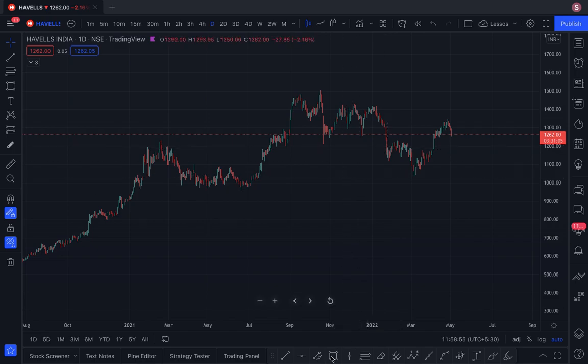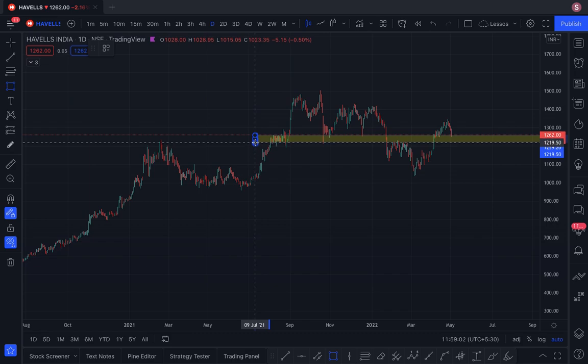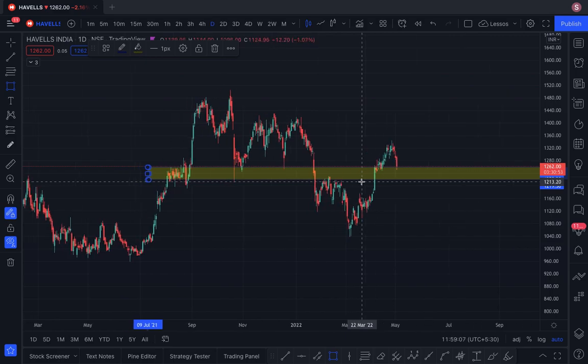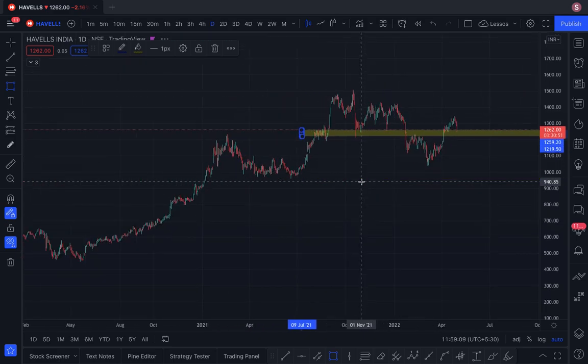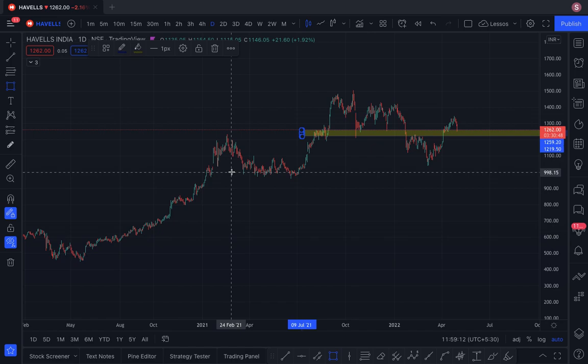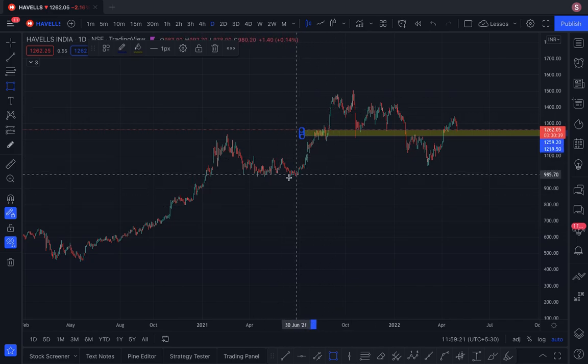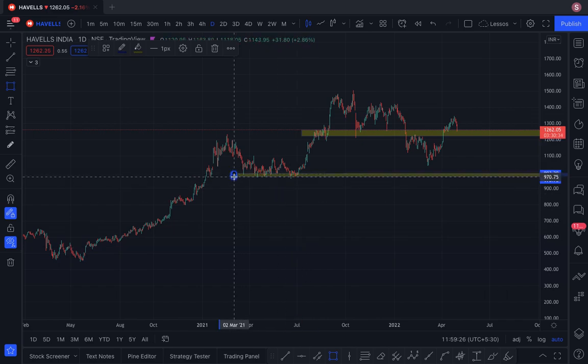All right, so take a square block here, and I will mark this point from here up till here. So that's an area of interest for us. All right, so if I have to draw another support zone, this would be the area here. You see here the price consolidated, and then it gave a big move over here. All right, big move. So wherever a big move happens after consolidation, that automatically becomes an area of interest for us. So this is the area. So we have got two support zones.